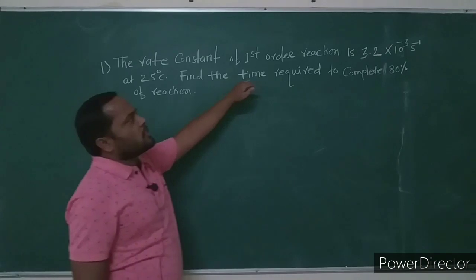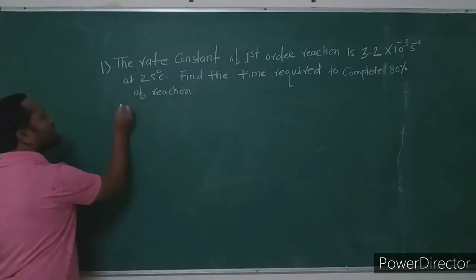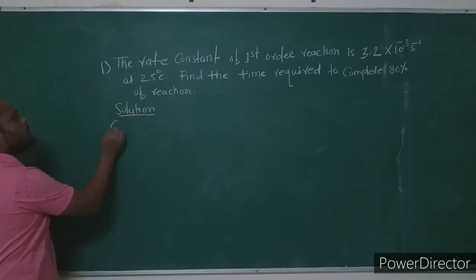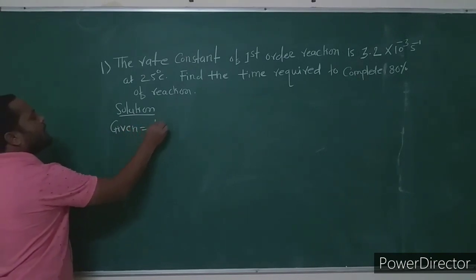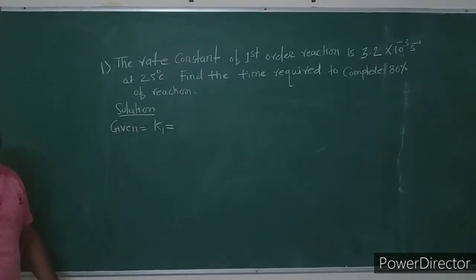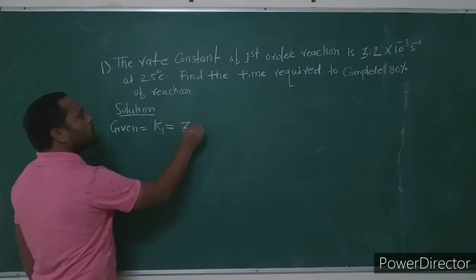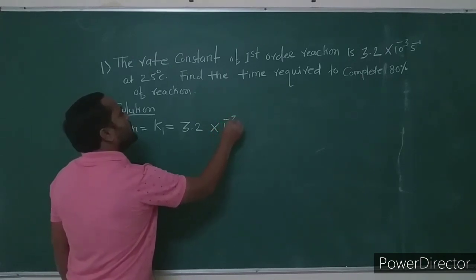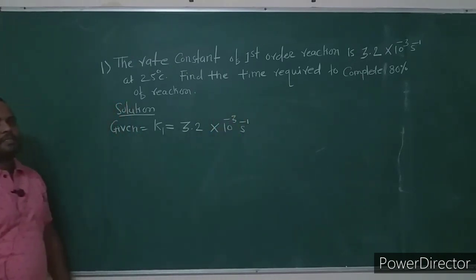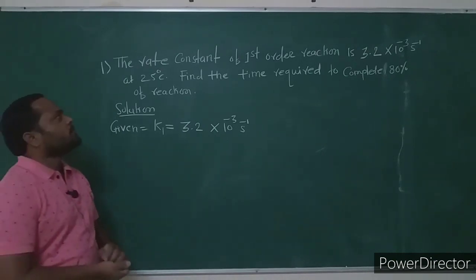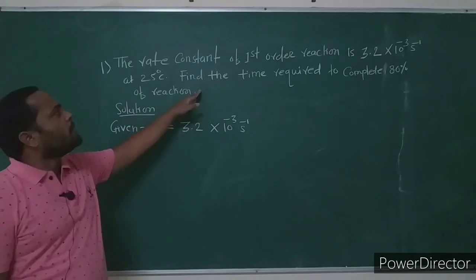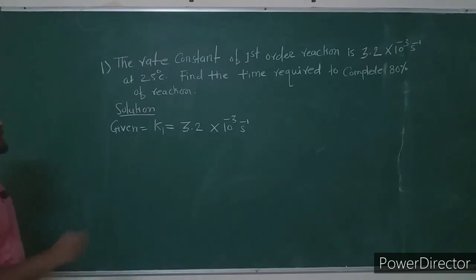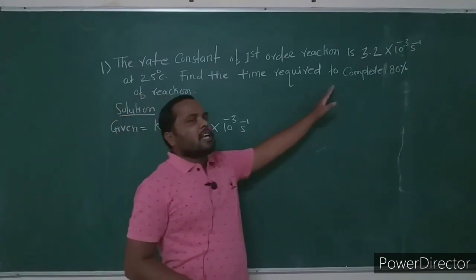The rate constant of first order reaction is given. Then consider the solution. What are the given values? The K1 is equal to 3.2 into 10 raised to minus 3 per second. The rate constant value is given. Then consider the second part of this problem: find the time required to complete 80% reaction.